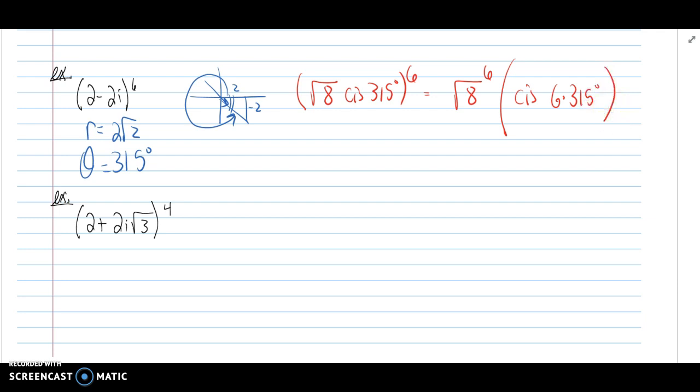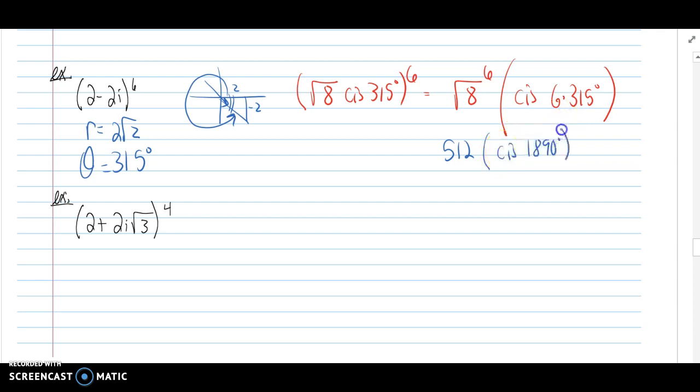And now let's expand this out. The square root of 8 to the 6th, that's the square root of 8 times the square root of 8, a total of 6 times. Just for the sake of time, I'll tell you that's 512. And then 6 times 315 degrees is 1890 degrees.